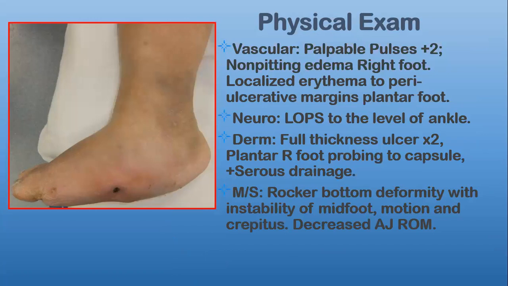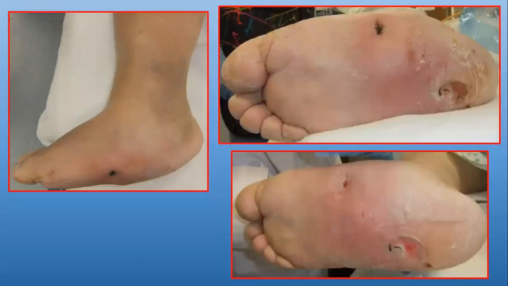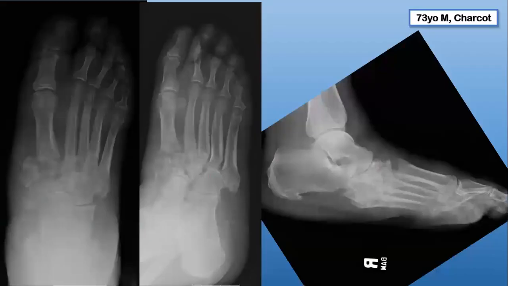Vascular was intact. He had some edema and erythema, loss of all the protective sensation up to mostly the ankle, and then diminished proximal to that, and then a full thickness wound. And then there's a classic rocker bottom foot that you can see here. And here's just a couple pictures of the lateral portion, the medial portion, and then the erythema around there.